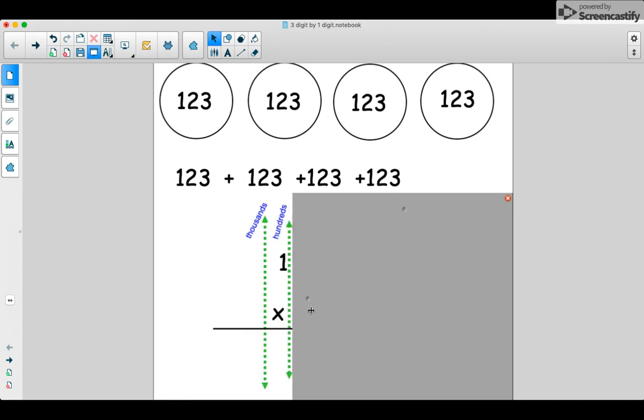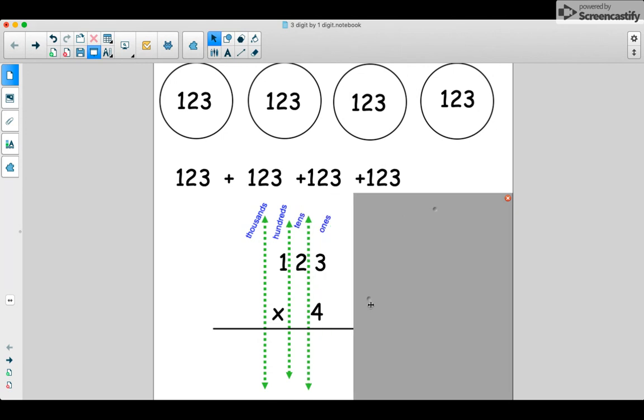Now, what we really want to work on is our algorithm. So it's important to remember place value when we set it up. I always want to make sure my ones are lined up, my tens, my hundreds, and think about thousands. So I like to draw the lines to have an idea of where each place value is.